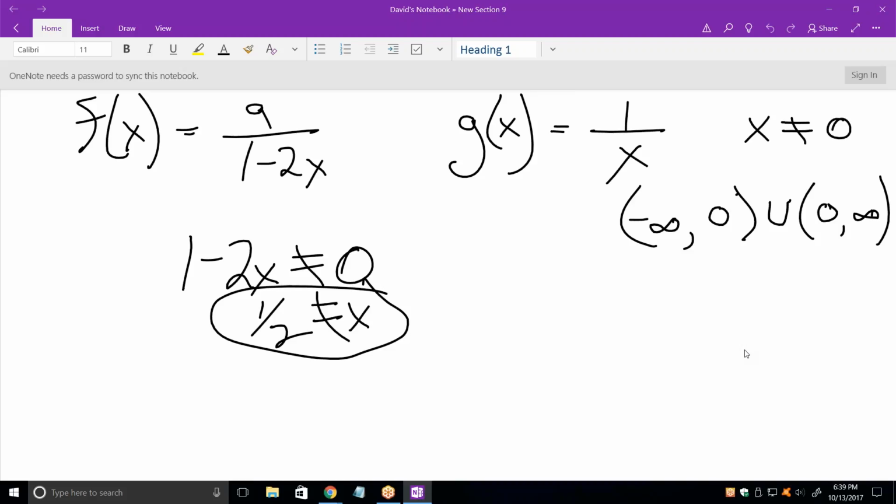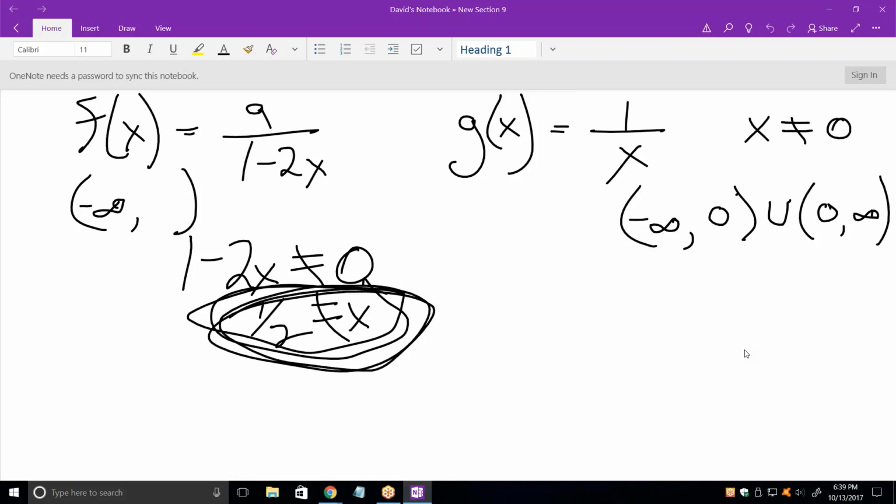Now let's write the domain of f of x in interval notation also. This time I'm going to let you do it. So is this one negative infinity to 0? What is it that x can't be? It can't be anything under 0, right? It's all real numbers except 0? It's all real numbers except 1/2.